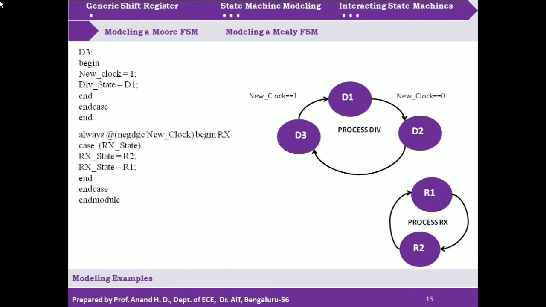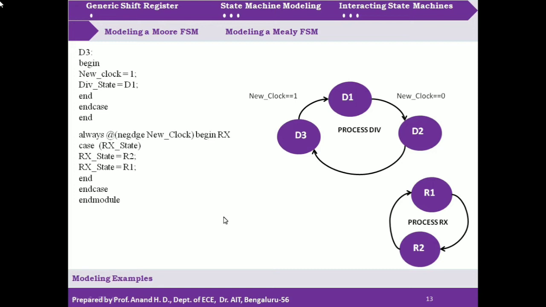Next we need to model the process RX. So it is always at negative edge of the new clock. We need to note here that process RX is synchronized, or made sensitive, with respect to the negative edge of the new clock signal generated by the process div. Here no processing is going to take place. So simply there will be a state transition for every negative edge of the new clock signal generated by process div. So that is what we have done there: rx_state is equal to R2 and rx_state is equal to R1.